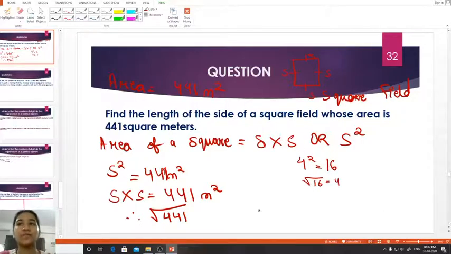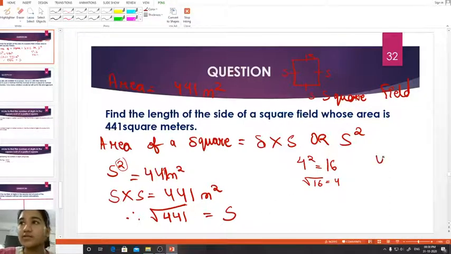Same way over here, the square root of 441 is going to be our side, not side square, because that square symbol has turned into the square root. When you're shifting it, square becomes square root and square root becomes square, and so on. Like plus becomes minus when we are shifting from the left hand side to the right hand side, and the right hand side to the left hand side, same.